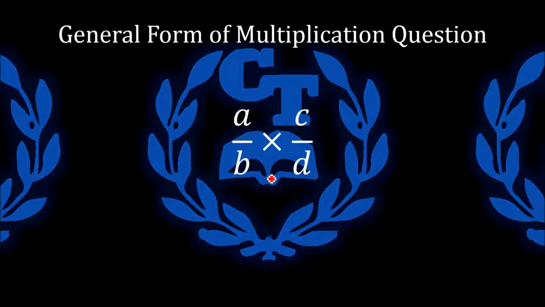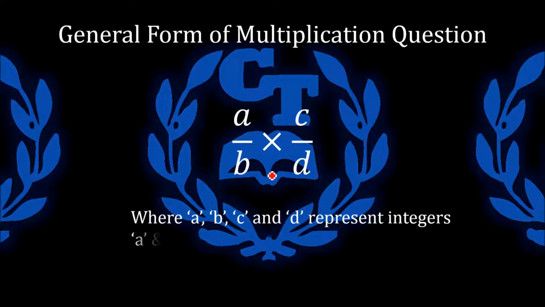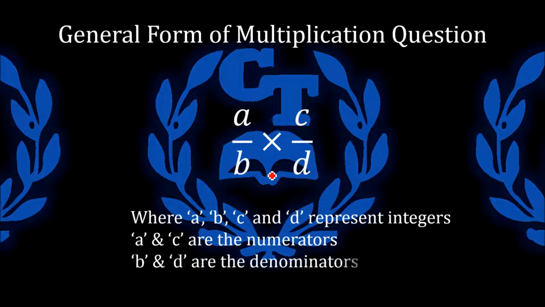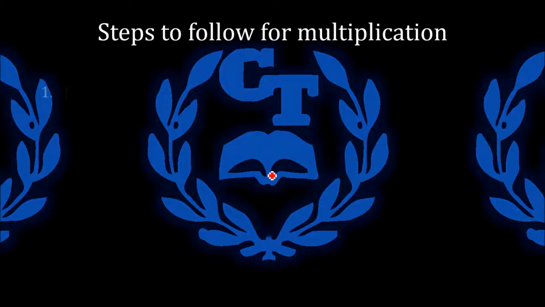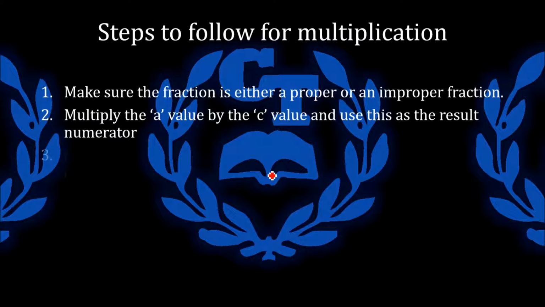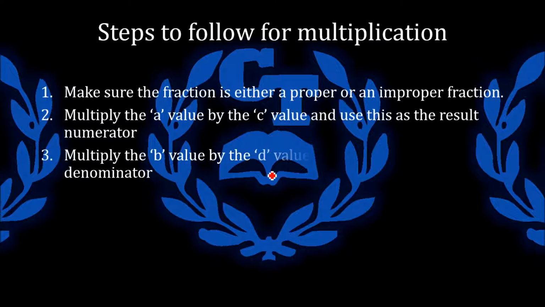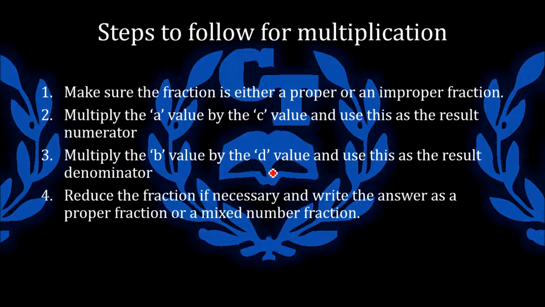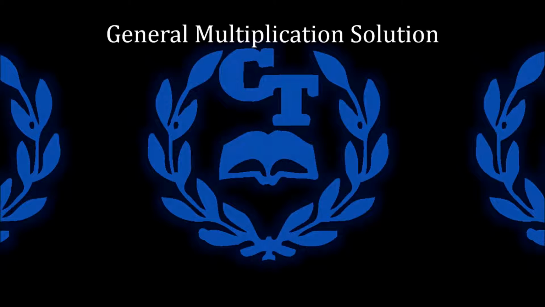The general form of a multiplication question is a over b times c over d, where a, b, c, d represent your integers, a and c are the numerators, and b and d are the denominators. The steps to follow for multiplication are as follows. You make sure that the fraction is either a proper or an improper fraction. You multiply the a value by the c value, and you use this as the result for the numerator. And you multiply the b and the d values and use this as the result for the denominator. Reduce the fraction if necessary and write the answer as a proper fraction or mixed number fraction.